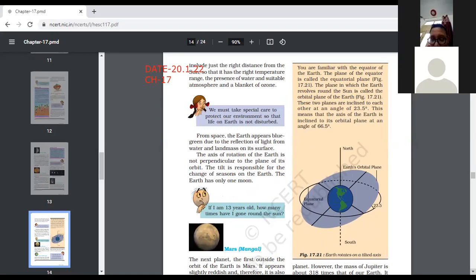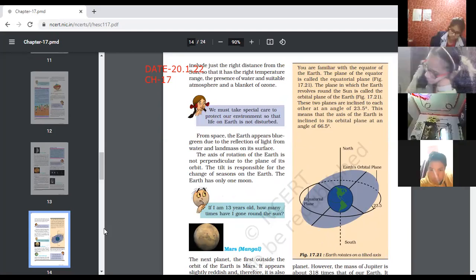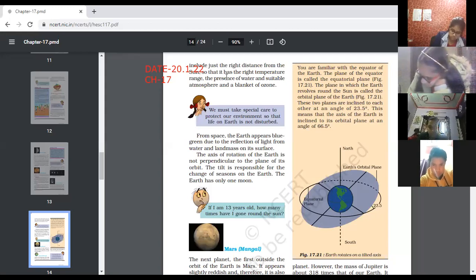Okay, beta, wait for a second. So children, kindly underline it. Why the Earth is at the right distance from the sun. It has a right temperature range, presence of water and suitable atmosphere, and a blanket of ozone. Kindly make all the points out of it, because this question will be there: why among all 8 planets life is possible only on Earth. So these are the reasons why life is possible only on the Earth. Yes, afterwards, Varun, you can continue.